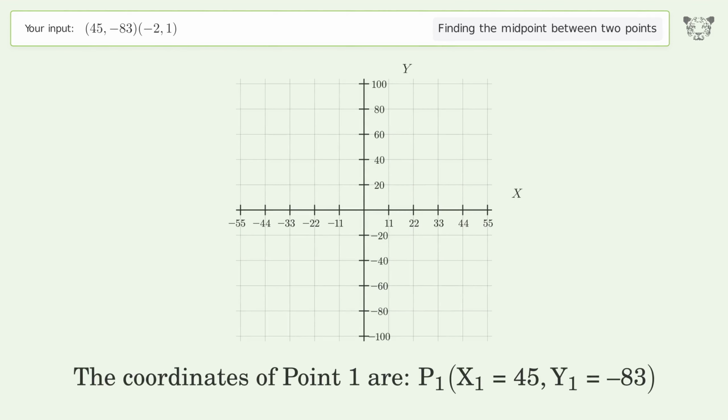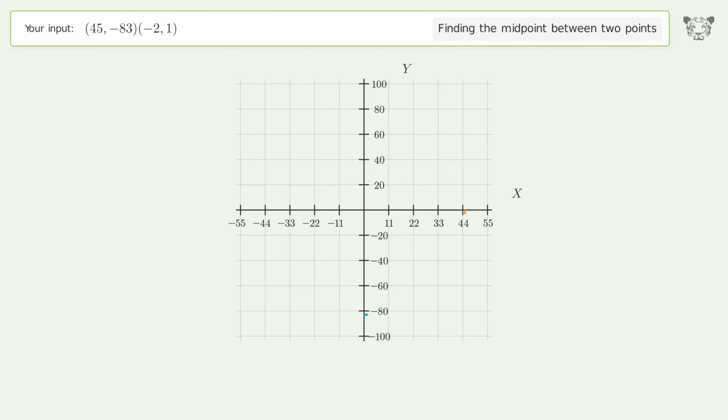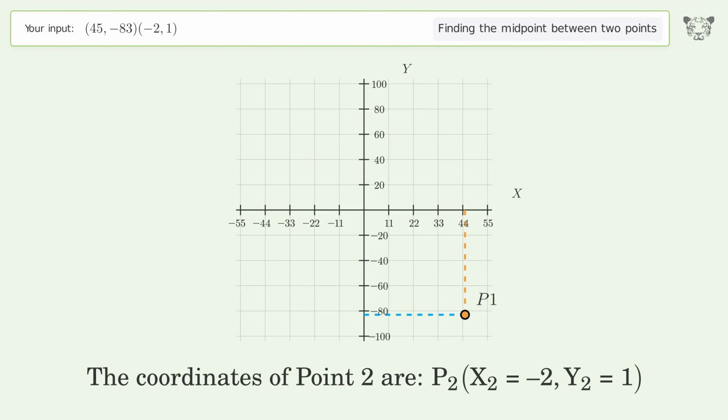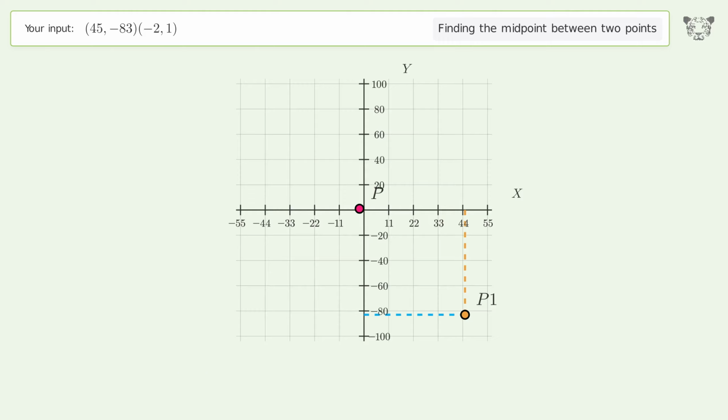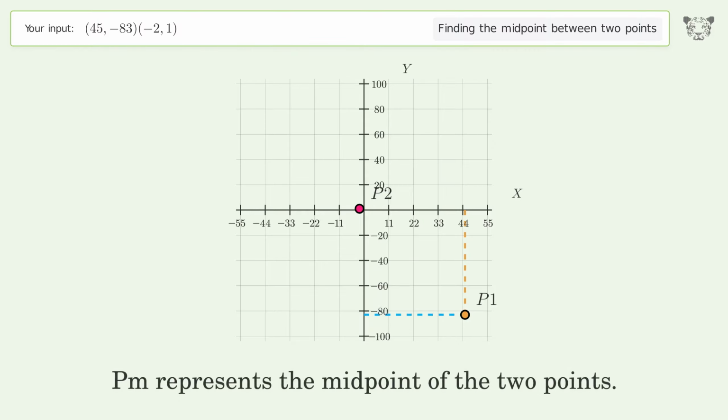The coordinates of point 1 are x1 equals 45, y1 equals -83. The coordinates of point 2 are x2 equals -2, y2 equals 1. PM represents the midpoint of the 2 points.